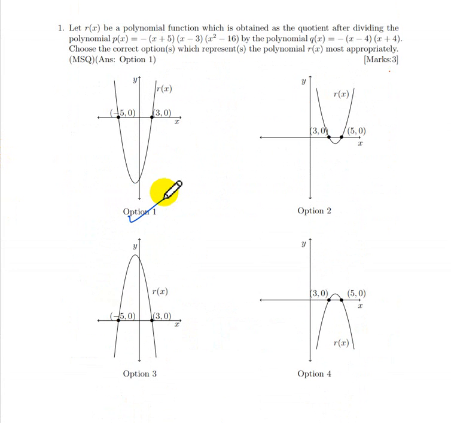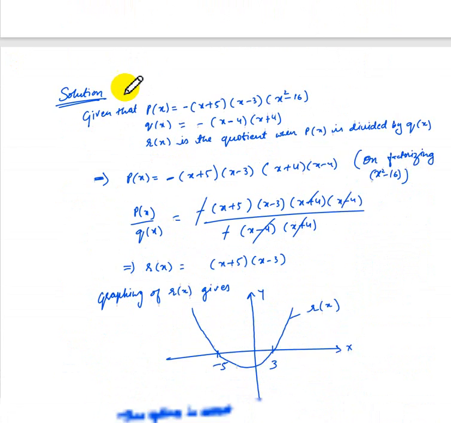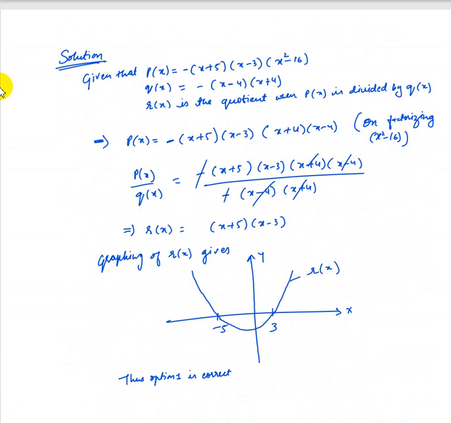The first question says that R(x) is the polynomial obtained as a quotient after dividing the polynomial P(x) by the polynomial Q(x). Choose the correct options. So let us look into the solution. Given that P(x) is equal to this, we can further factorize this factor as (x + 4)(x - 4), which is evident here. And Q(x) is nothing but minus of (x - 4)(x + 4).